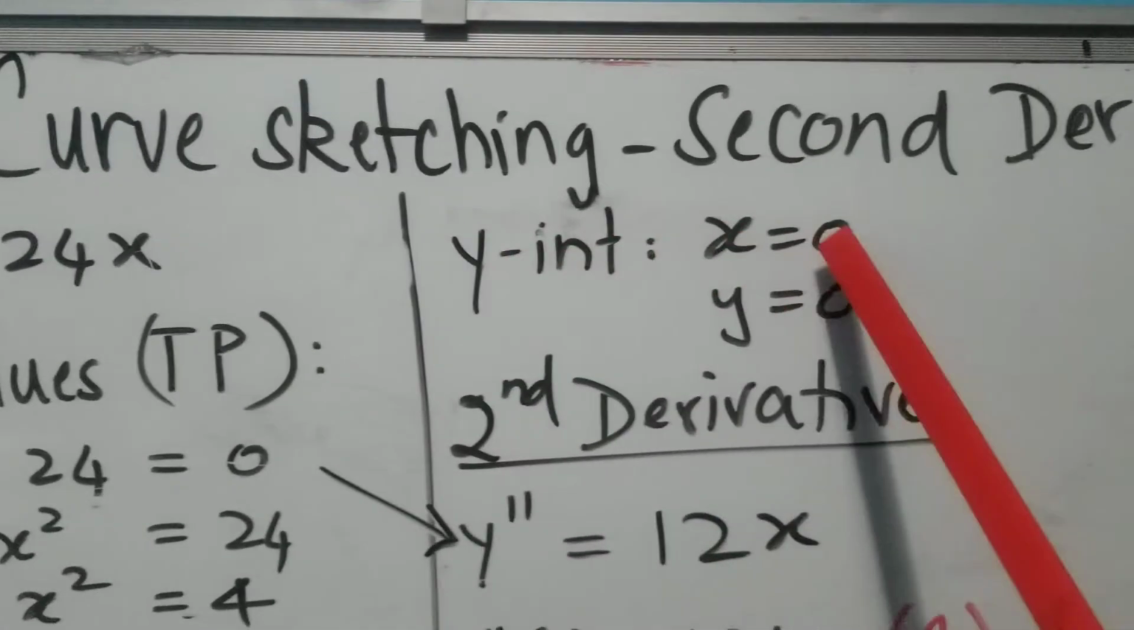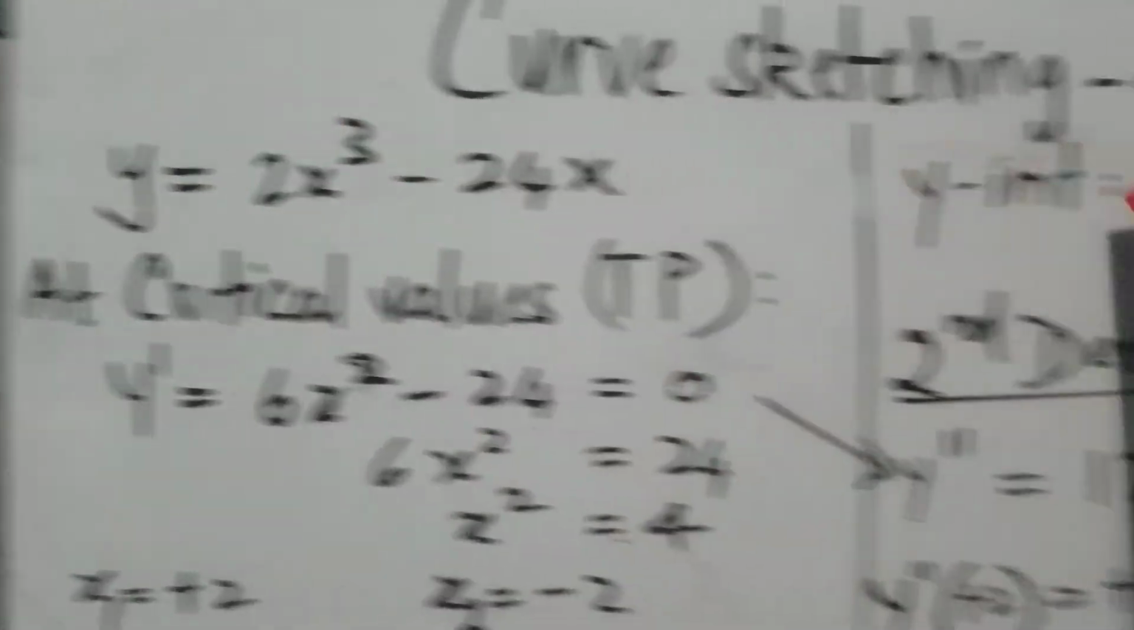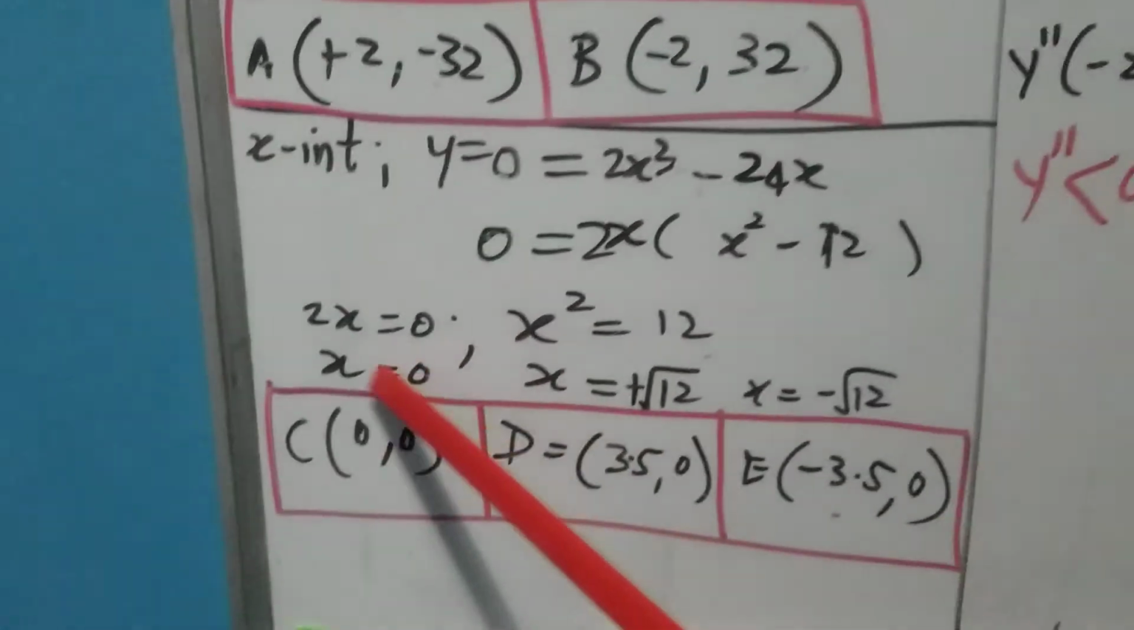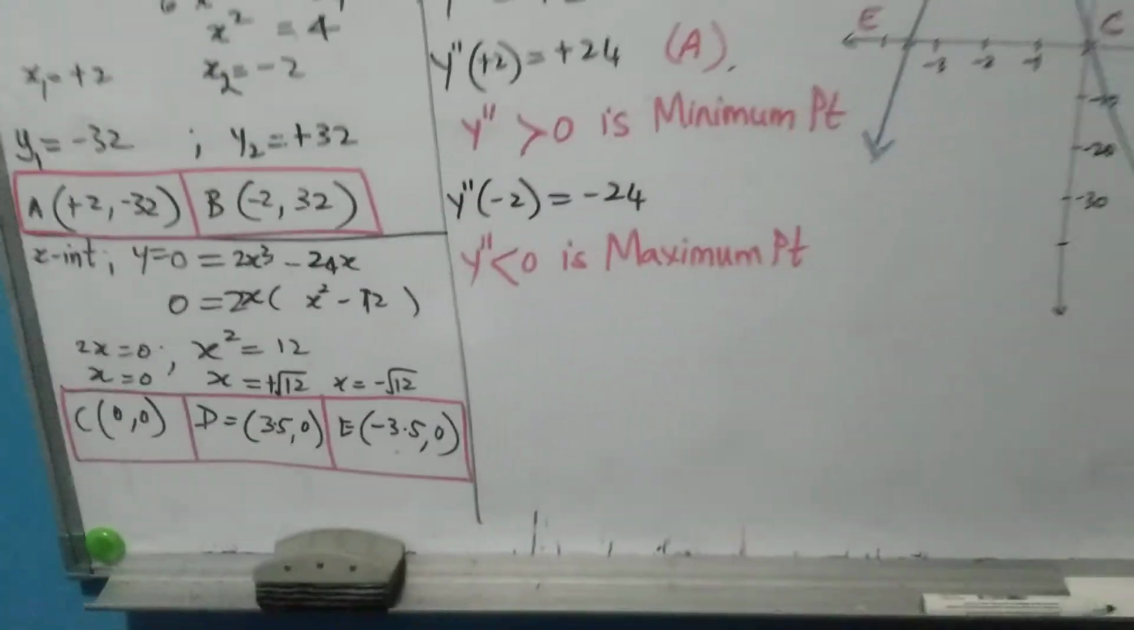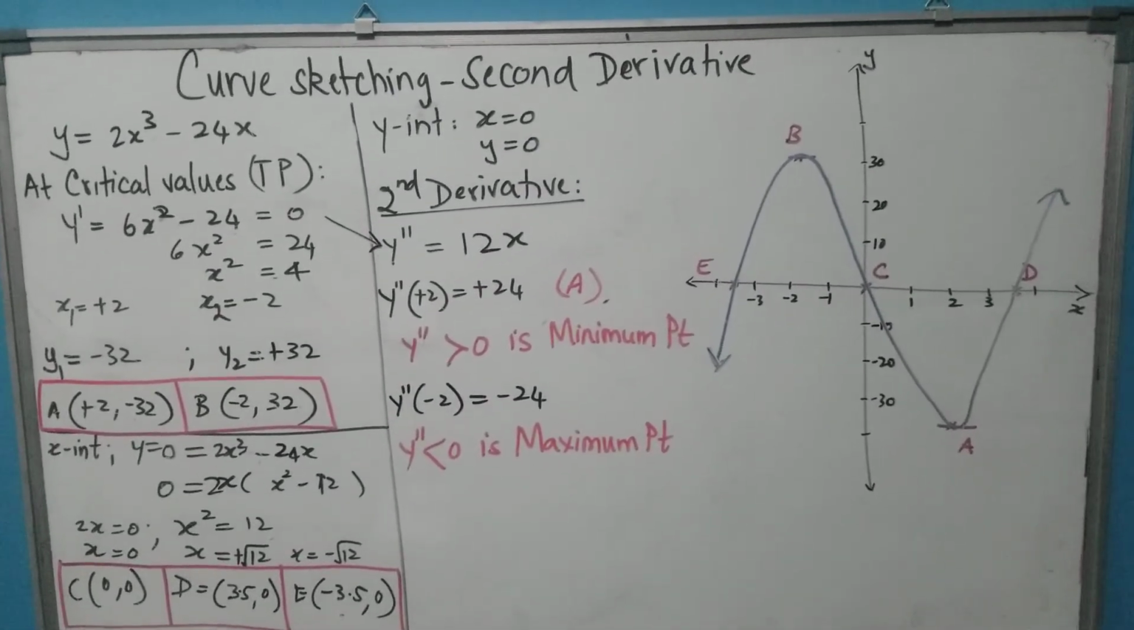Now the y-intercept is when x equals 0. When we make x equals 0, y equals 0. So the y-intercept and one of the x-intercepts are exactly the same. So we can complete the curve like that.